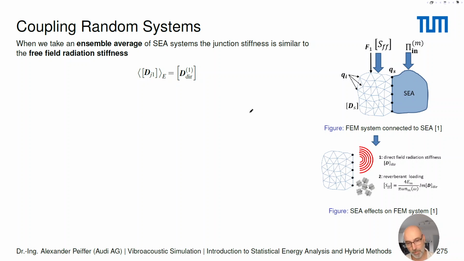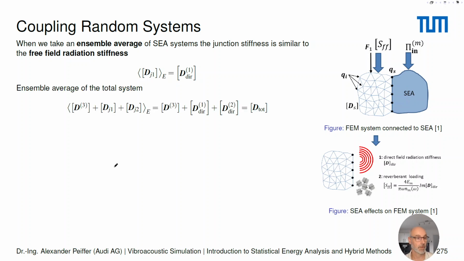And we have learned from all the considerations before that if we have a random subsystem here, in the ensemble average, the stiffness that describes the connecting points, here denoted by the stiffness matrix J1, can be represented by the free field radiation stiffness. So that means the impact of this SEA subsystem on this FE subsystem is just given by the direct field radiation stiffness, because that is what is the remaining part if we do an ensemble average.